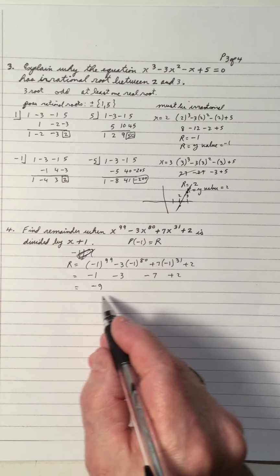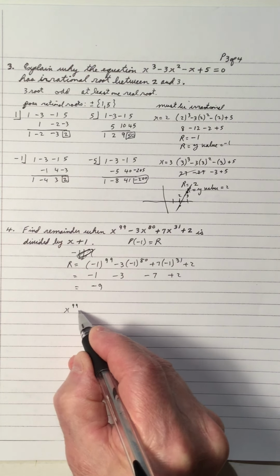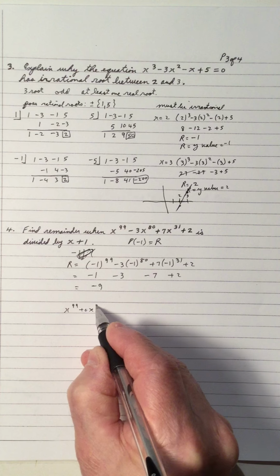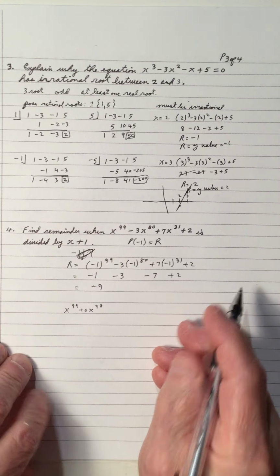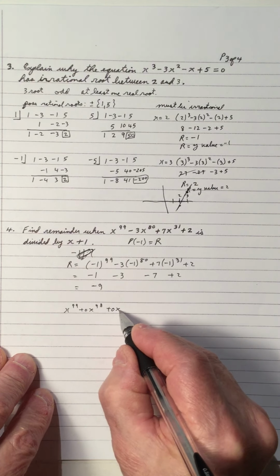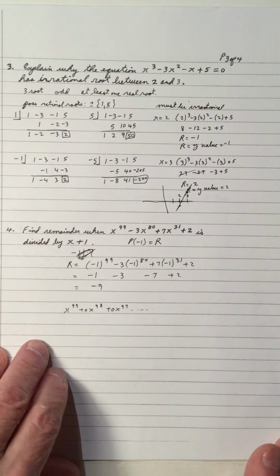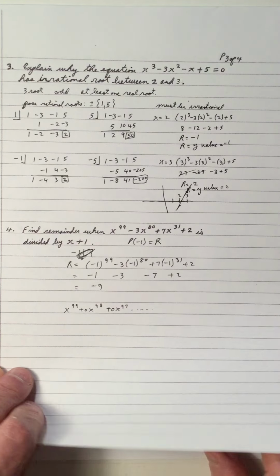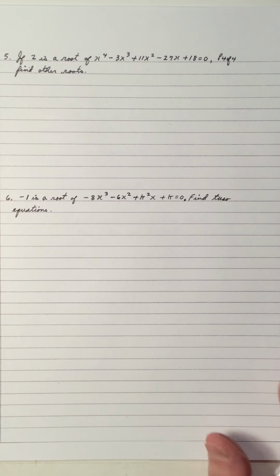You would not want to do synthetic division, because you'd have to do x to the 99 plus 0x to the 98, and so on, plus 0x to the 97, and keep on going. Too long, so it's best to sub in the negative 1.